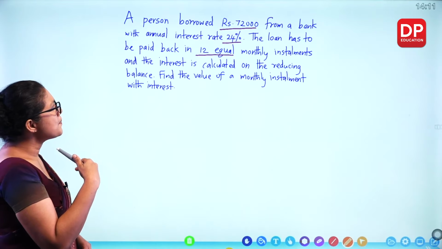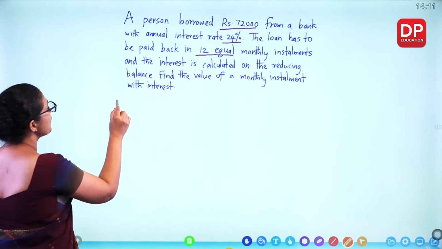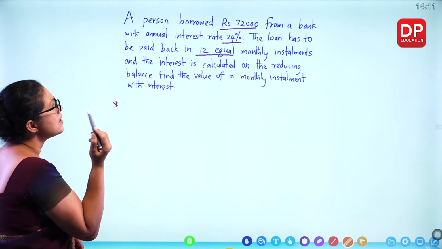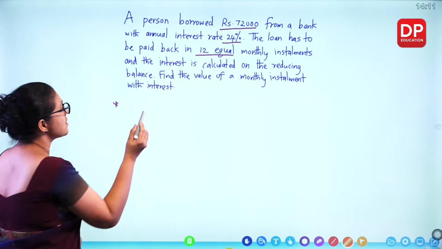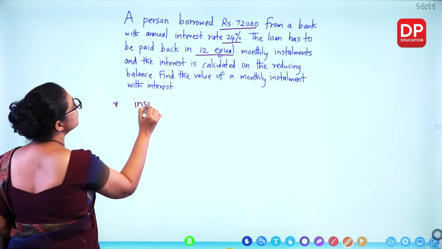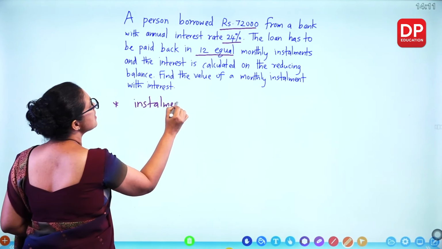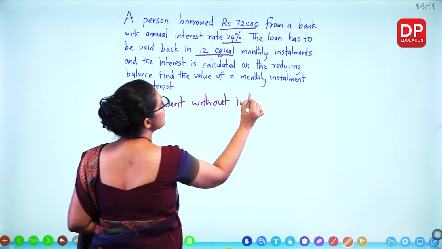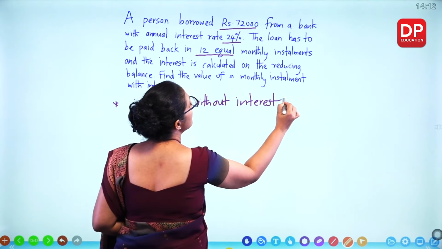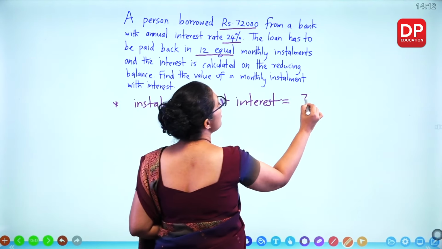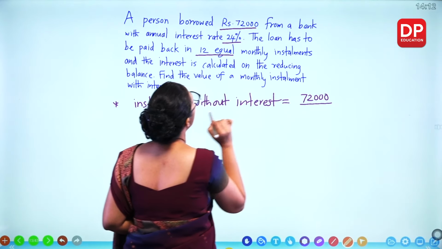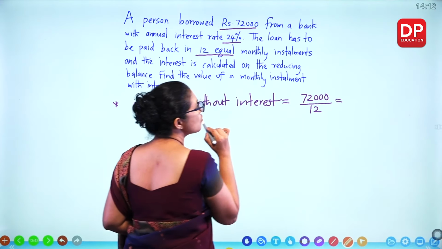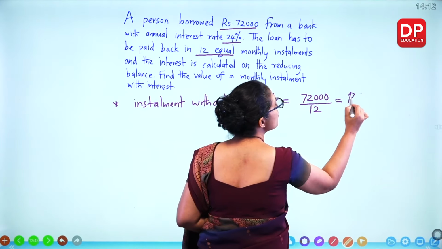So, what are the steps we have to do? First one is installment without interest. So borrowed 72,000 rupees for 12 equal months. So 72,000 divided by 12, so 6,000 rupees.